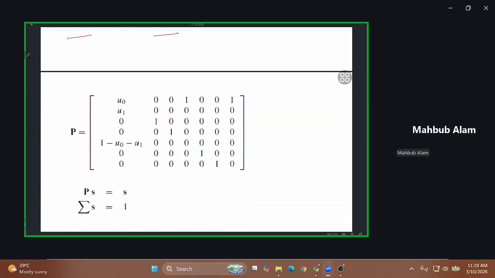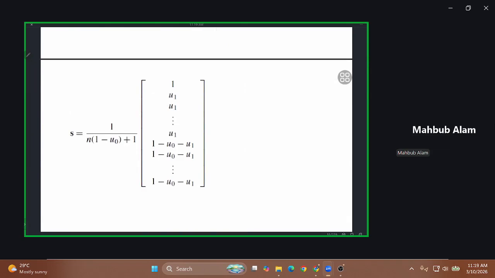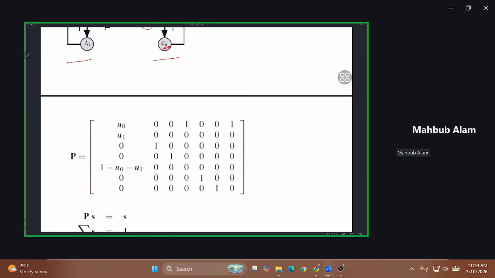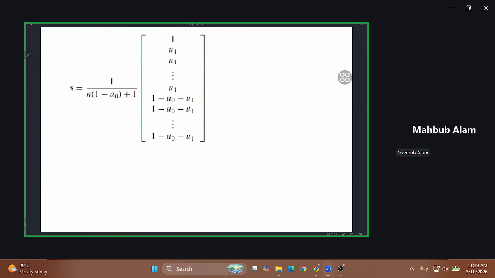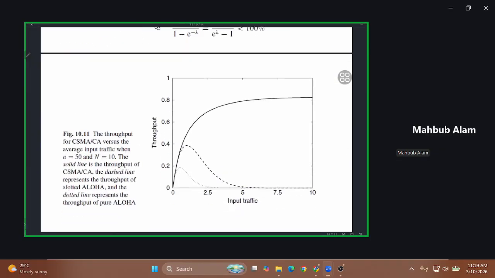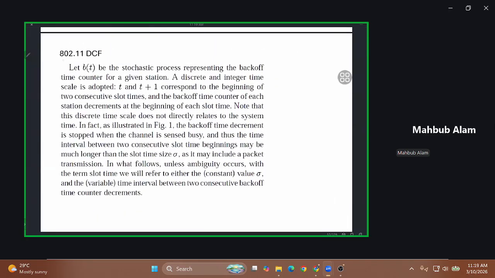The probability of transition is here, the solution is here, same as before. You can derive the system of linear equations and you can solve it. The solution is this one, and accordingly you can calculate the throughput like before. We will not show it here. Rather, we will show the complex one where we model the 802.11 DCF.